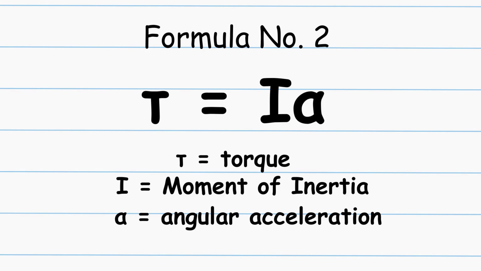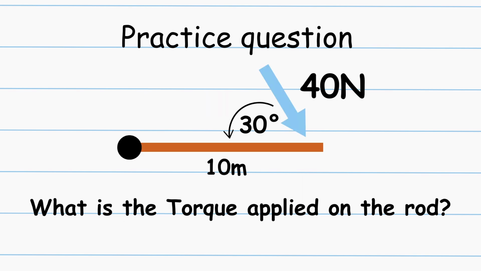Now, this second formula is a bit more uncommon, but it might appear in your exams. So tau is equal to I alpha, where tau is the torque, I is the moment of inertia, and alpha is the angular acceleration. And just remember to use this formula if they give you the moment of inertia or the angular acceleration. And now I'll give you a simple practice question.